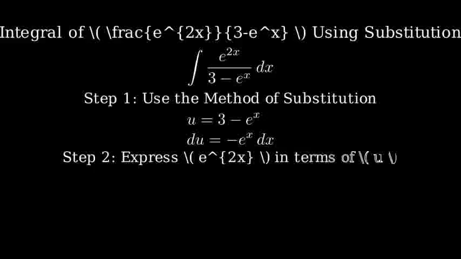Step 3. Substitute all the expressions in terms of u back into the integral. Using the expressions we found, replace the numerator e to the power of 2x with 3 minus u squared and e to the power of x dx with negative du.